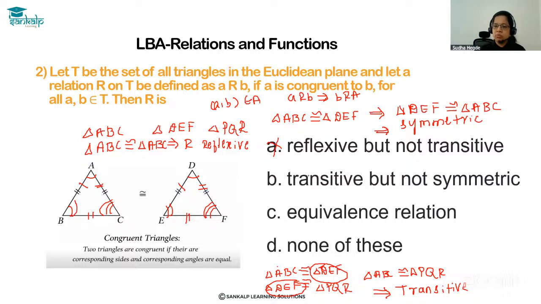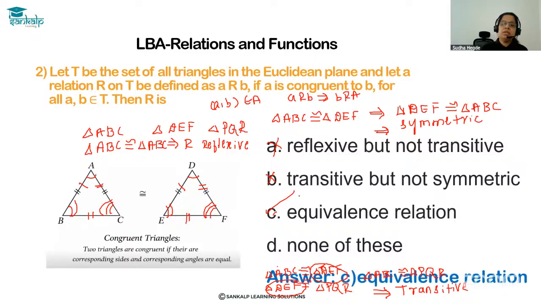Similarly, transitive but not symmetric. But we have proved it is symmetric also, so this also you can discard. Since R is reflexive, symmetric, and transitive, this is an equivalence relation. Therefore option C is the correct answer. The relation is an equivalence relation. That is the correct answer.